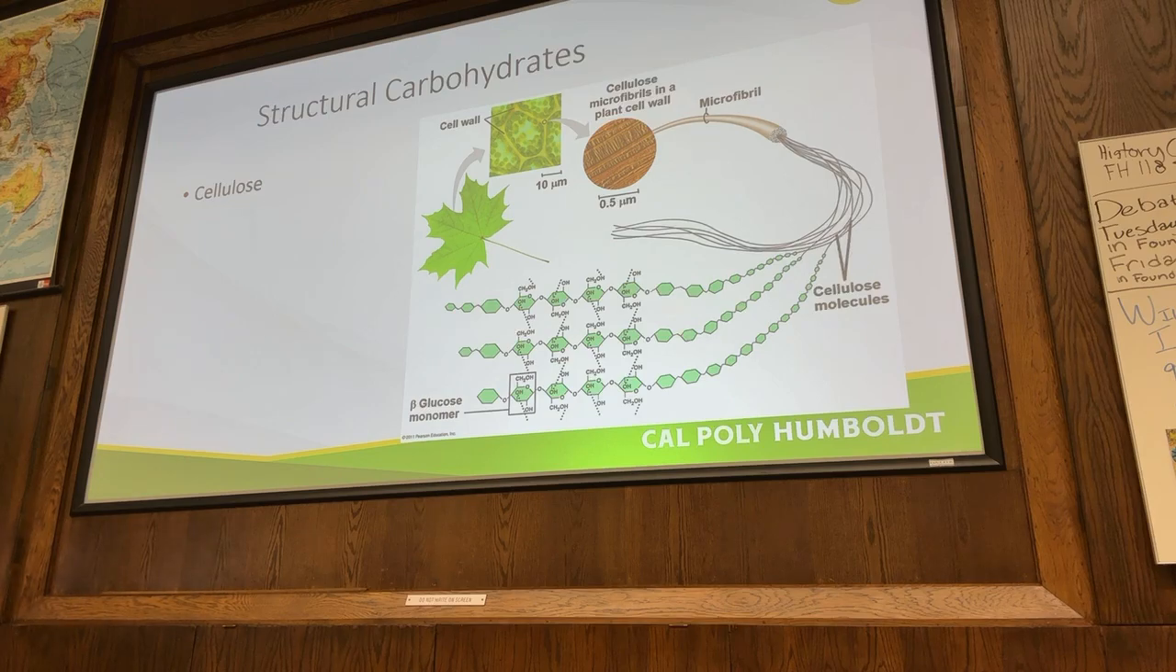So cellulose, it goes around the cell walls. It's super important. It gives plants their structure. Plants don't have a skeleton. We have skeletons. That gives us our structure. That's an oversimplification, but just bear with me.